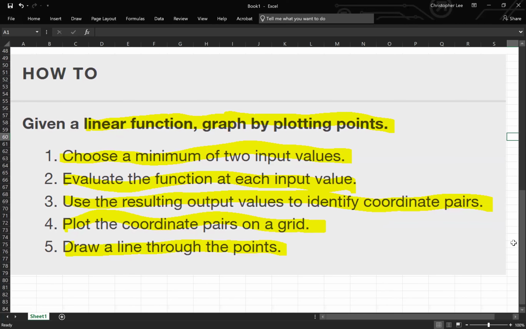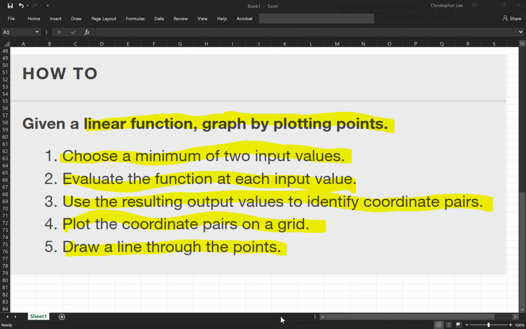So given a linear function, we want to graph it by plotting points. Here's how you graph it. Step one, choose a minimum of 2 input values. 3 is safe, but 2 is all you need. Step two, evaluate the function at each input value. Step three, use the resulting output values to identify coordinate pairs. Step four, plot the coordinate pairs on the grid. Step five, draw a line through the points, and then that's it. Good stuff. So let's try it out.